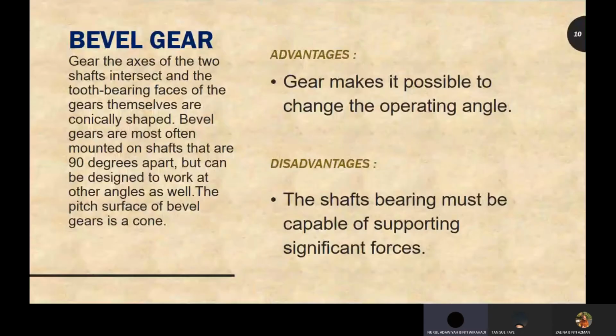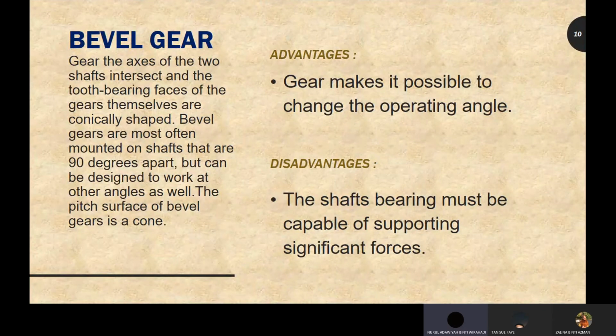Third type of gear is bevel gear. A gear where the axes of the two shafts intersect and the two bearing faces of the gear themselves are conically shaped. Bevel gears are most often mounted on shafts that are 90 degrees apart but can be designed to work at other angles as well. The pitch surface of bevel gear is a cone. Advantage is that this gear makes it possible to change the operating angle. Disadvantage is the shaft bearing must be capable of supporting significant force.